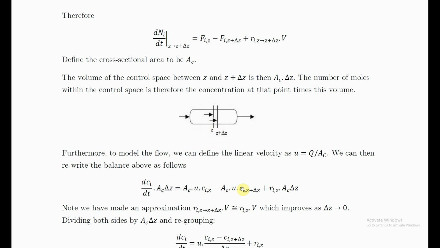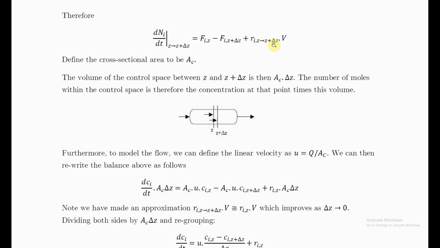And then there's reaction inside this disk as well. Remember, it's an imaginary disk, not a solid disk, so inside this little disk there applies a certain reaction rate, and if we multiply by the volume, that gives us moles per second for the reaction rate. Note here that when we first wrote it, we wrote the reaction rate as between Z and Z plus delta Z.